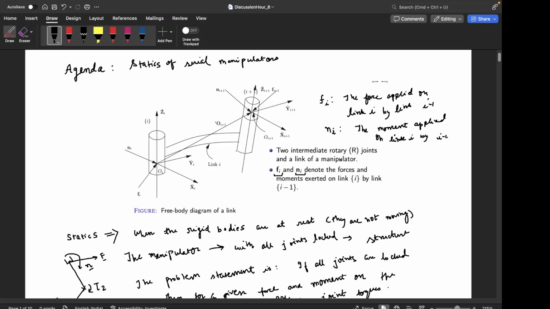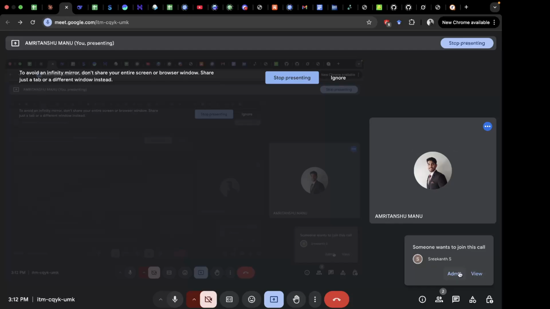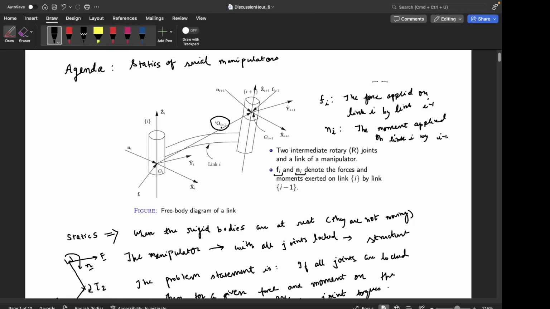Then other quantities we have seen before as well. x, y, z is the frame at the ith joint. Xi plus 1, yi plus 1, zi plus 1 is the frame at the i plus 1th joint. This vector oi plus 1 is the position vector from the origin of the ith frame to the origin of the i plus 1th frame, and the left side superscripts denote the frame in which these quantities have been expressed. So here i means that this vector has been expressed in the ith frame.